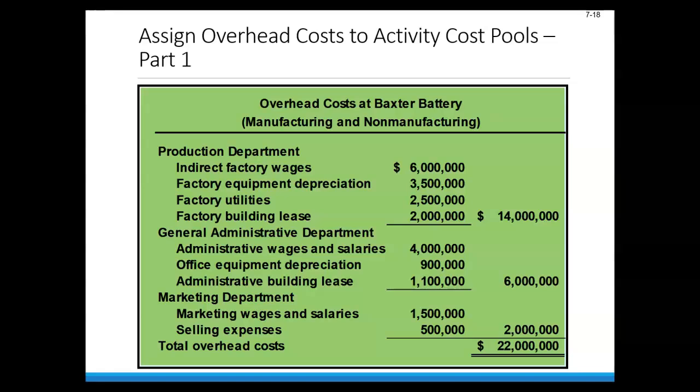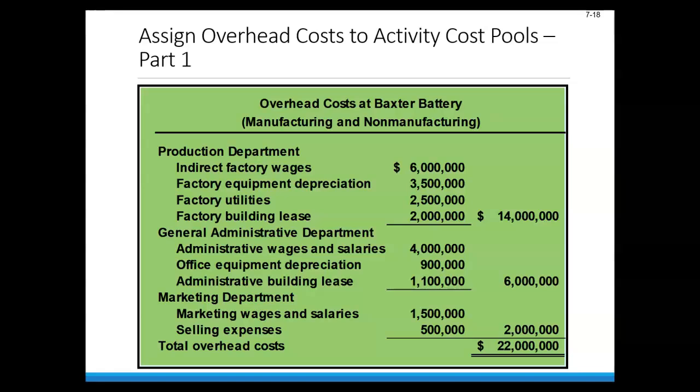Then we've got factory equipment depreciation. So again, think about how that was functioning before. That got thrown into one great big giant bucket, but now we're going to break it out a little bit, okay? So that's just the production equipment, okay? Then we've got factory utilities, okay?